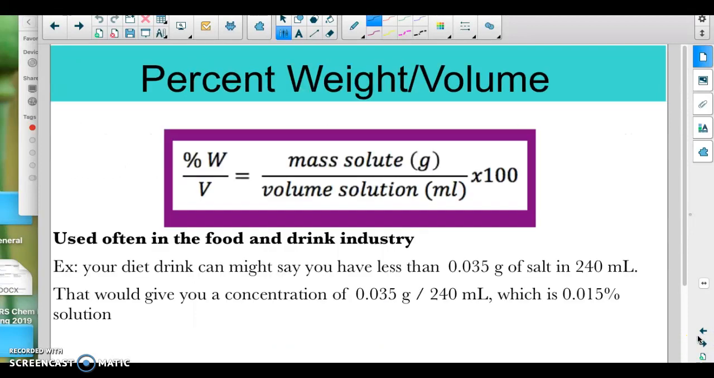One way we can do this, and you have this equation on your orange help sheet, is we can calculate the percent weight to volume, which is the mass of the solute, what gets dissolved, divided by the volume of the solution, the whole solution, in milliliters, and then you multiply it by 100, and that makes it into percent.